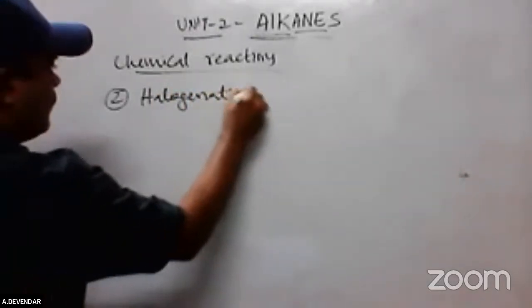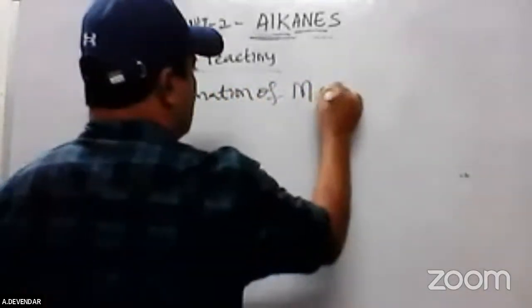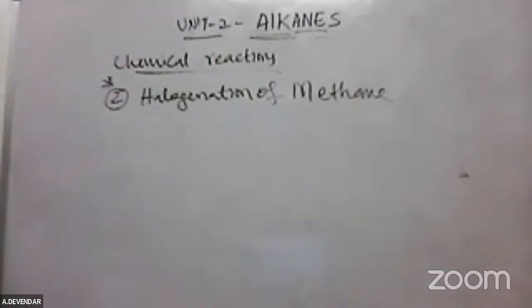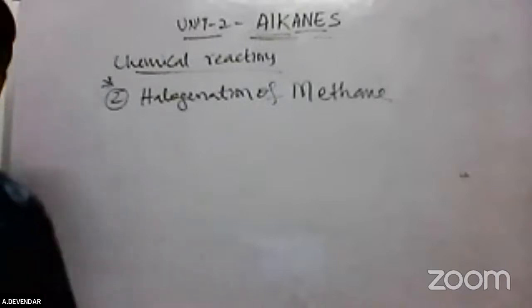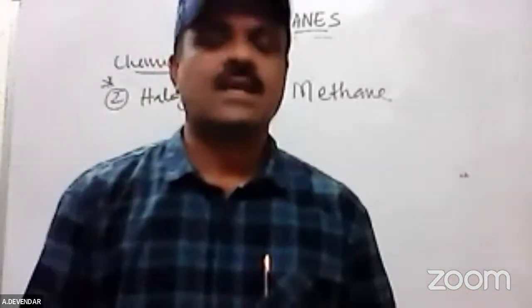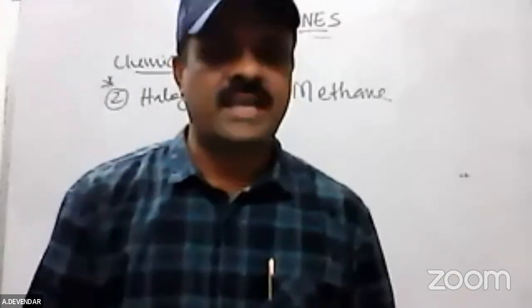Halogenation of methane. They will ask a separate question for this one, a separate 5 marks bit. What is the halogenation of methane or saturated hydrocarbons? Halogenation means that under normal conditions, methane does not participate in any halogenation reaction. That means chlorination and bromination do not take place.